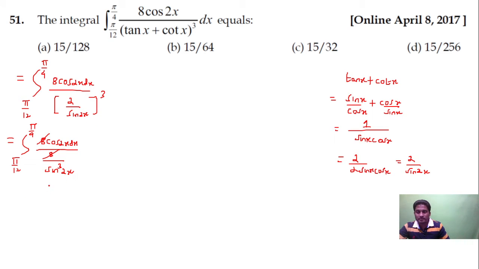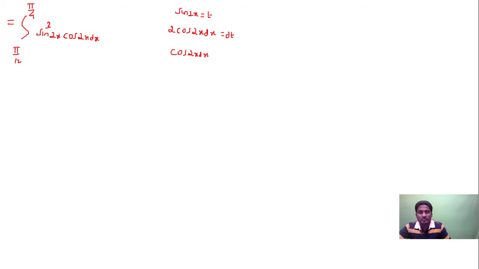This can be written as pi by 12. Okay, and then this is pi by 4, lower limit, upper limit. Okay, and then this is sin cube 2x and cos 2x dx. I'm going to put sin 2x is equal to t. Differentiation of sin 2x will be equal to 2 cos 2x. 2 cos 2x dx is equal to dt. And from this I can write cos 2x dx is equal to dt by 2.